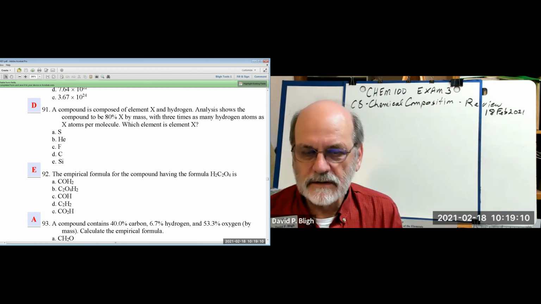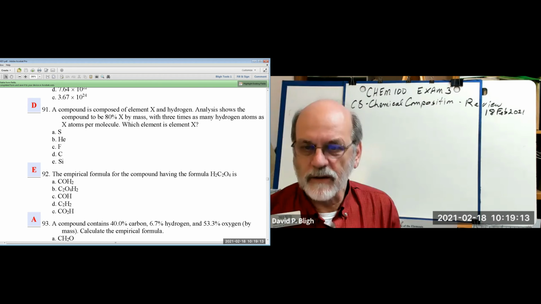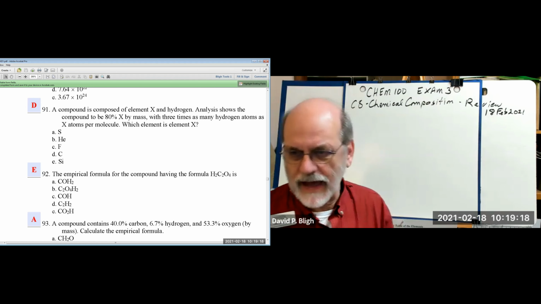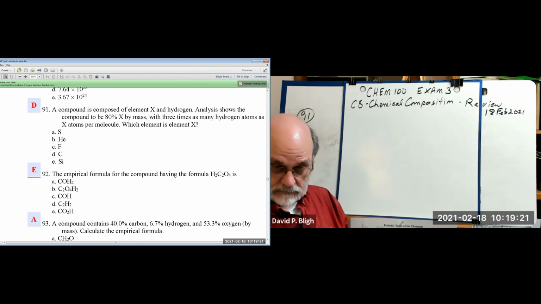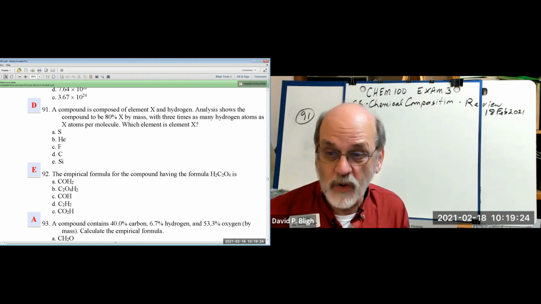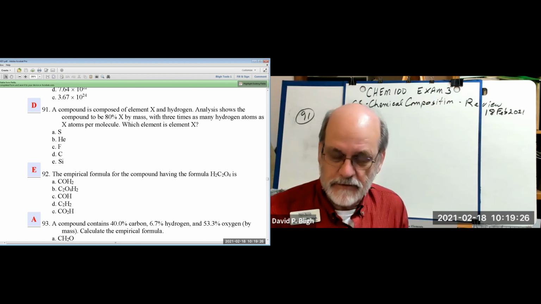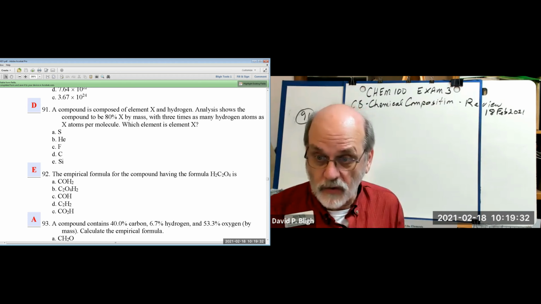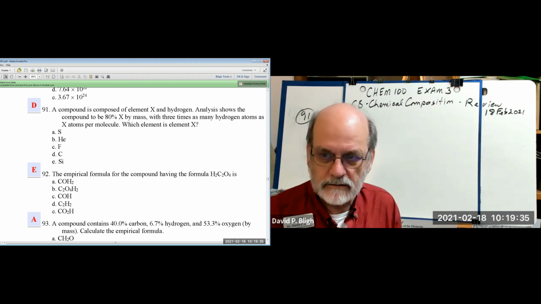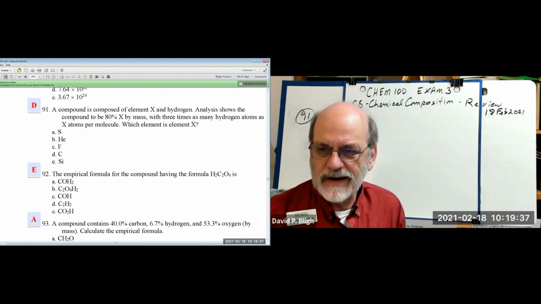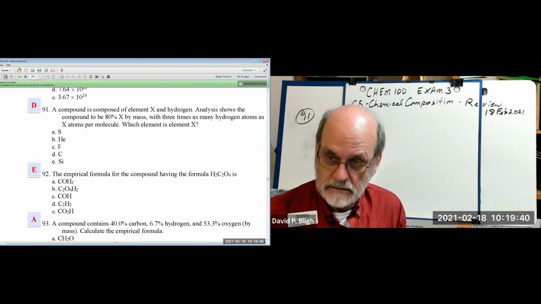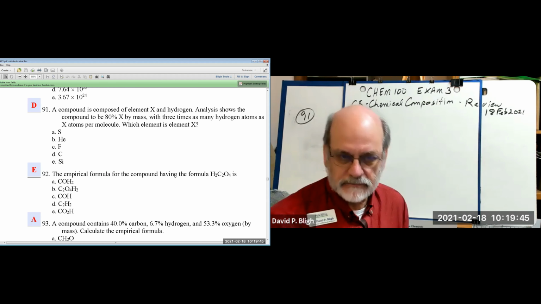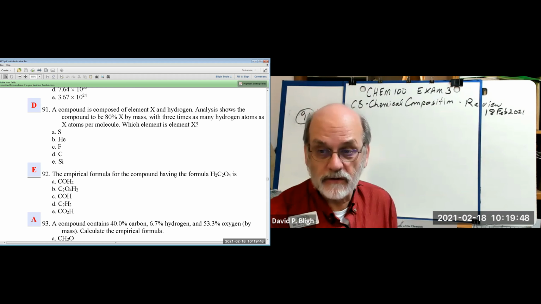A compound, well, let's see. What's the question? Which element is element X? Right. So we were looking for an element. How do you identify an element? There are really only two ways. If you know the atomic number, that's chiseled in stone. If you know the atomic number, you know the element. There's no doubt. But if you know the molar mass of the element, or very close to it, you can usually determine it that way also.